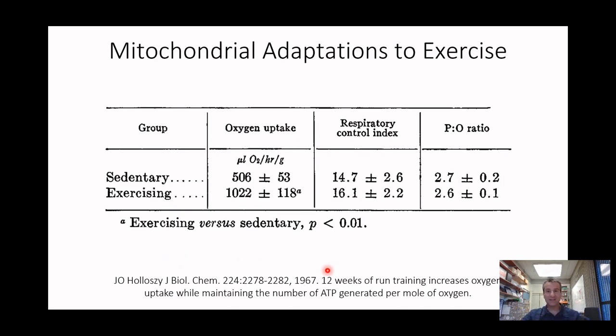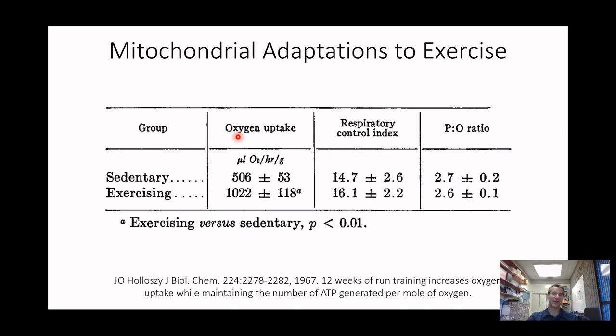So what he did is he did a study where he ran rats for 12 weeks. And then he was able to collect the muscles and he was able to measure their performance. After they had done their performance, he was able to collect the muscles and then measure specific things. The first thing he measured was oxygen uptake. So this idea of VO2 max is how much oxygen we deliver to the peripheral tissues. So is the adaptation we're making in the periphery substantial?